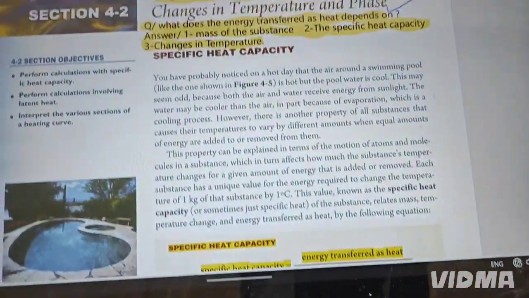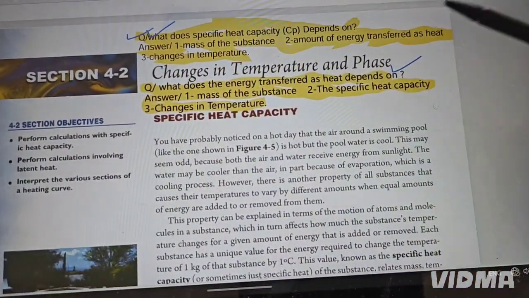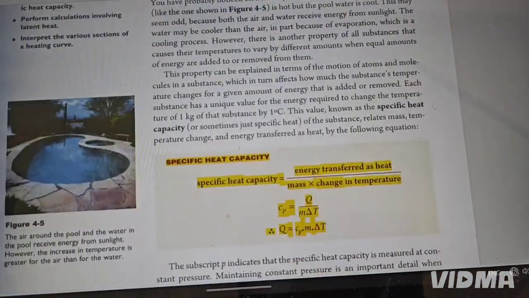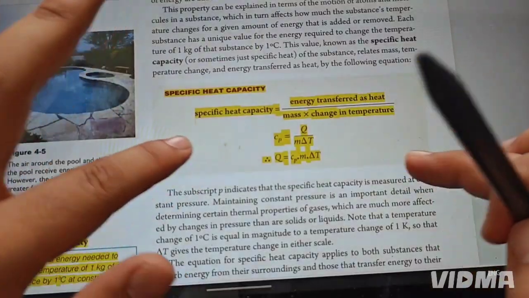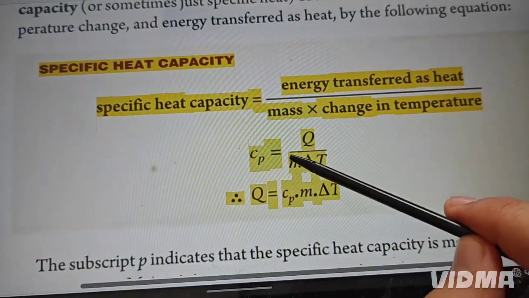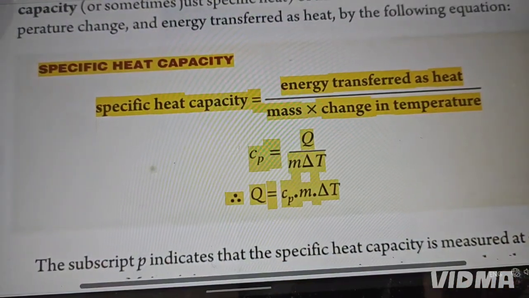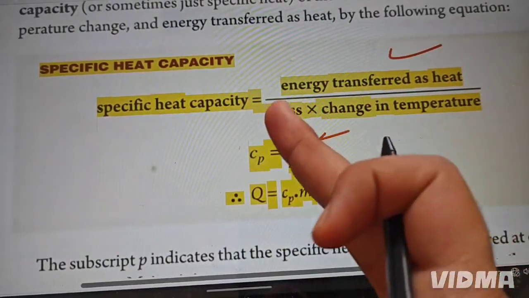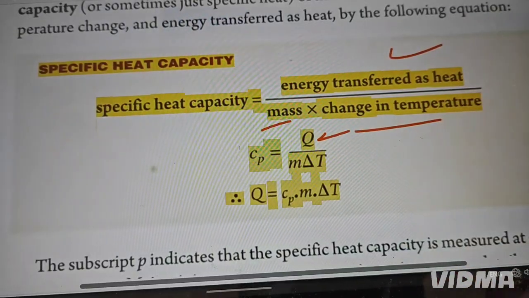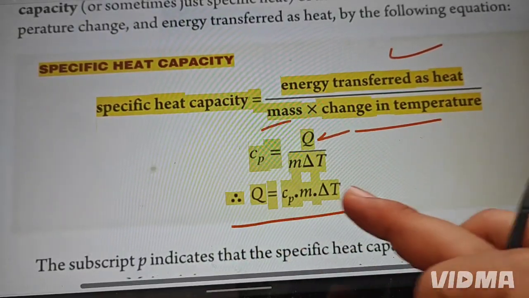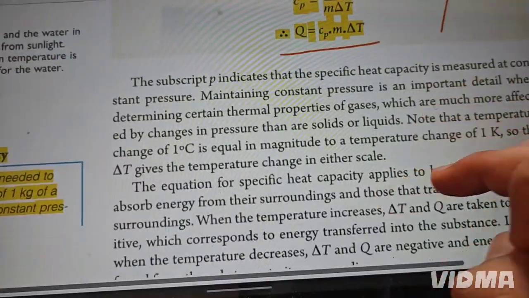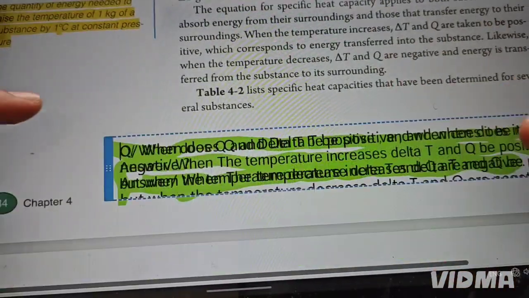This is in general the idea about this section. We said what the specific heat depends on and what energy depends on. And this is the rule. Specific heat capacity, Cp, is equal to the energy transferred as heat, Q, over mass and change in temperature. And how can we find Q? To find Q, as I told you, Cp M delta T. And this is the definition of specific capacity.